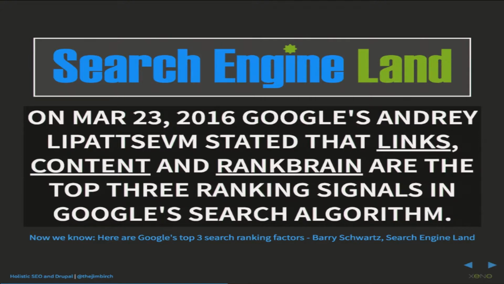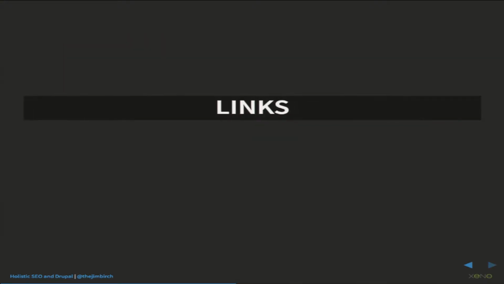In a video chat, a Google employee stated that links, content, and RankBrain are the top 3 ranking factors. We'll get into actually how many ranking factors there are in the world. But links, content, and RankBrain. We'll get into links first, because this one's easier to understand. It's what it's always been on Google, links to your website. Quality of links, if CNN links to you, golden. If a bunch of Viagra sites link to you, not so much.